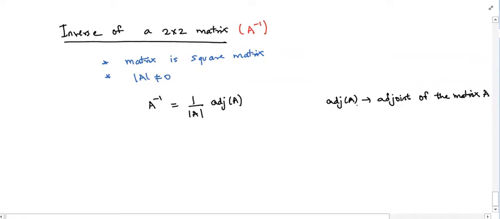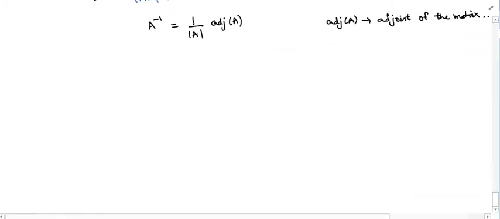I'll tell you this in detail when I talk about the inverse of a 3 by 3 matrix. For A inverse, we are dividing by the determinant of A. If the determinant of A is 0, this becomes infinity, so the inverse is not defined. That's why these two conditions are important.